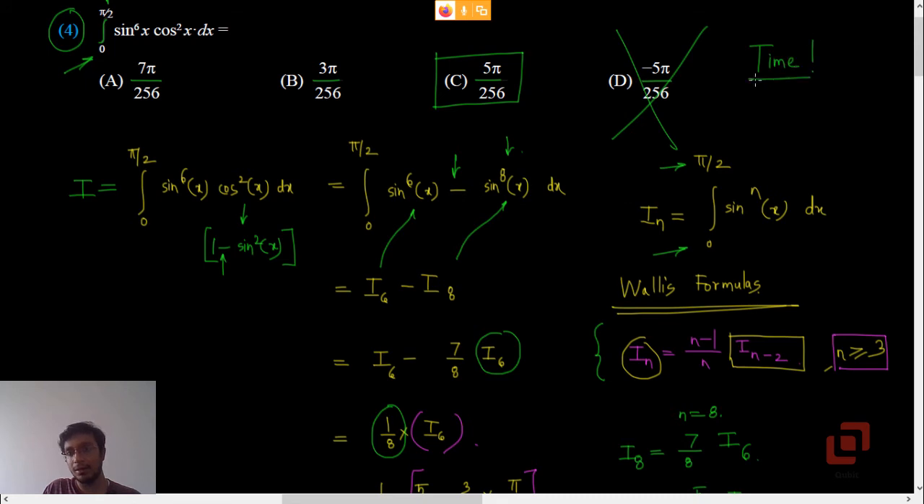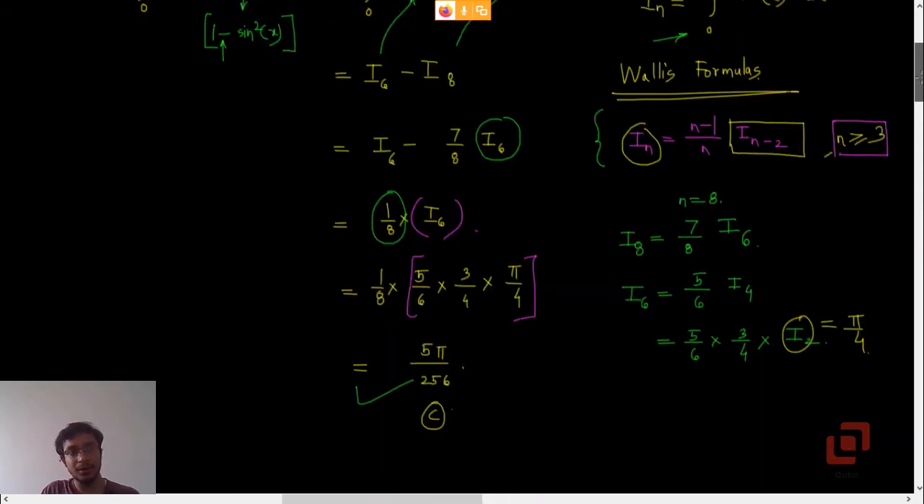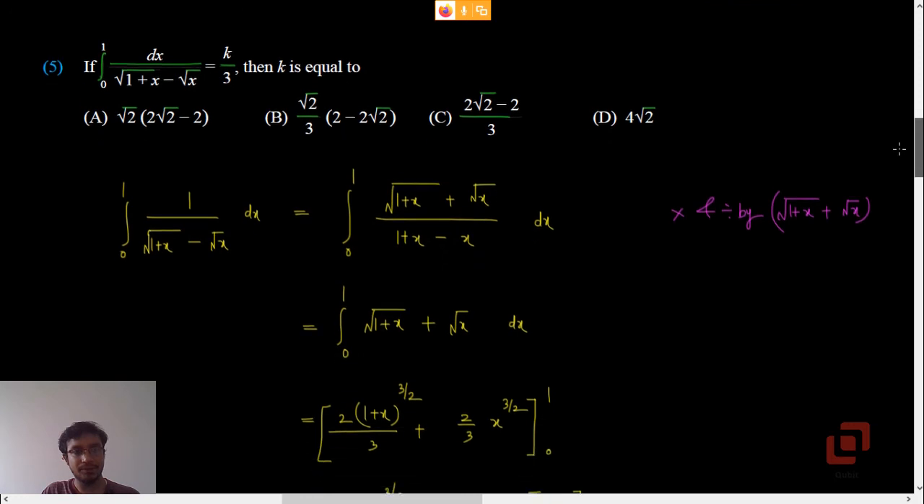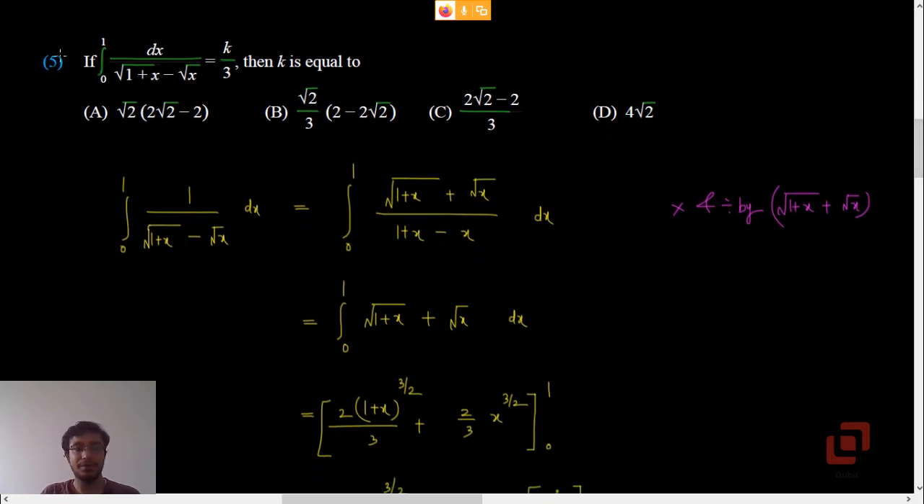Correct? Cool. So I think you should get used to the use of the Wallis formula and the reduction formulas, and if such a problem comes, you should be able to solve it comfortably, without wasting unnecessary time. Let's go to the fifth one now.